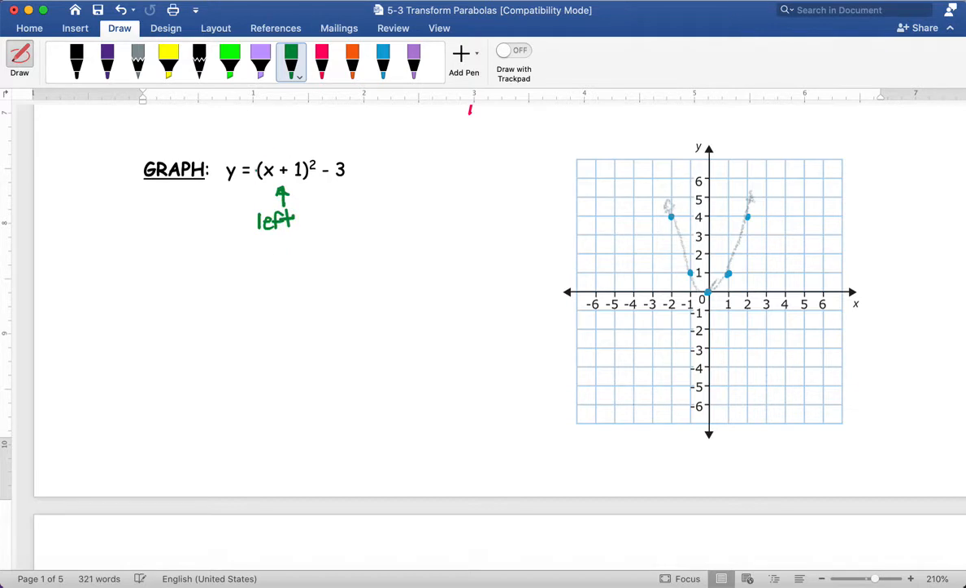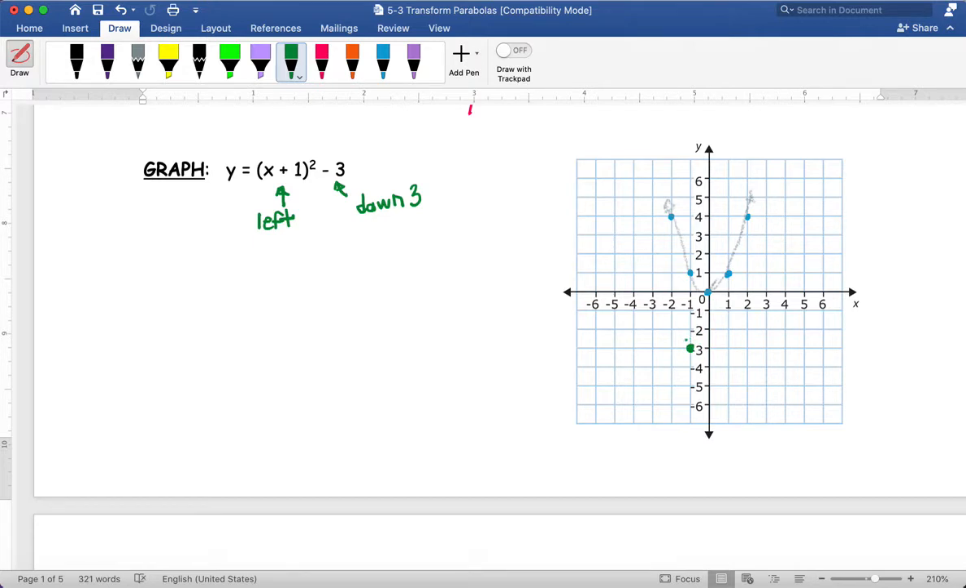Okay, my parabola is still opening up because this out here is positive. So I am shifting and taking the vertex and moving it to the left one. And then this here, -3, means move down 3 units. Okay, so I'm going to take the vertex and I'm going to move it to the left one and down 3 units.